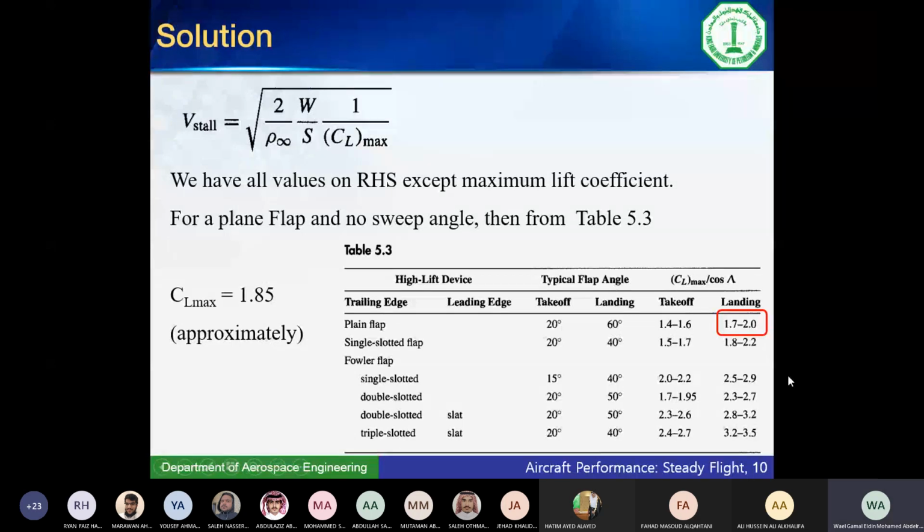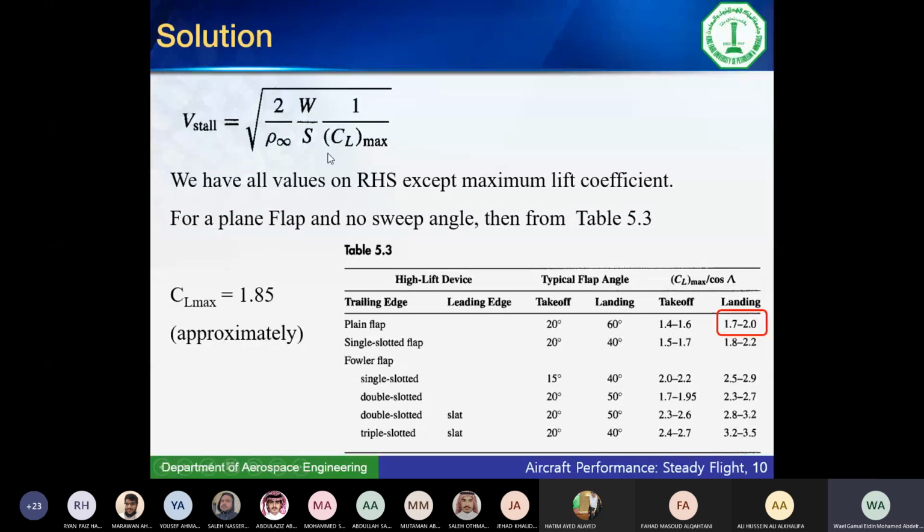If you have a different type of flap, I will take the appropriate value. Now, I need to remind you that this is not just CLmax, it's CLmax over cosine the sweep angle. But since this wing is not swept, the sweep angle is 0 and the cosine is 1. But if it was a swept wing, then this 1.85 that I get from the table has to be reduced by multiplying by cosine the sweep angle, because sweeping reduces the effectiveness of the flaps.